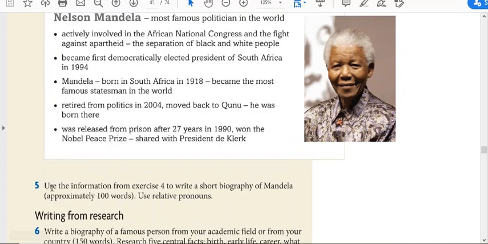And the last thing, this is a homework: use the information from exercise 4 to write a short biography on Nelson Mandela, approximately 100 words, using relative pronouns.